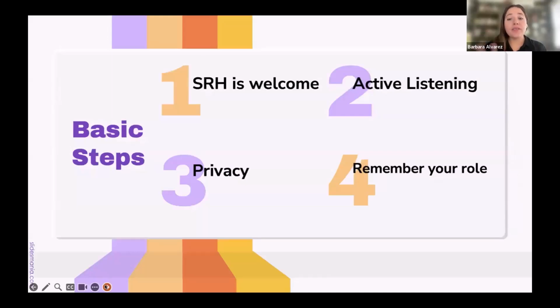Okay, a couple of steps that we can take to improve reference related to sexual and reproductive health information is taking the initiative to let people know that sexual and reproductive health information is welcome in our library and you are welcome to ask those questions. We're going to talk about that shortly. Using active listening skills, just like we would with any type of reference interaction, not making judgments about people or assumptions, really considering people's privacy when they're asking us questions, and then remembering your role as an information professional, not as a health expert or interpreting health information. So let's dig into these just a little bit.